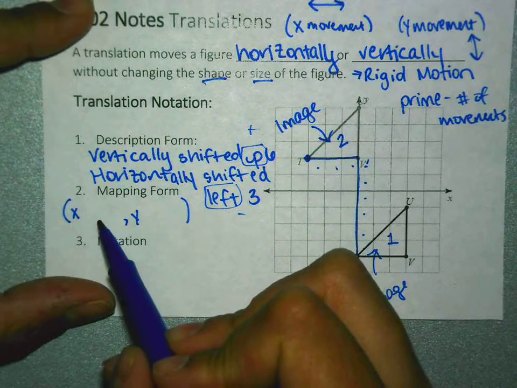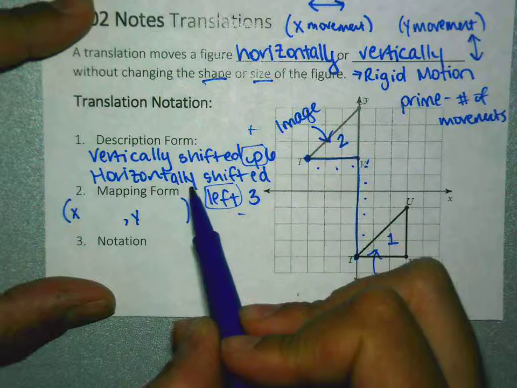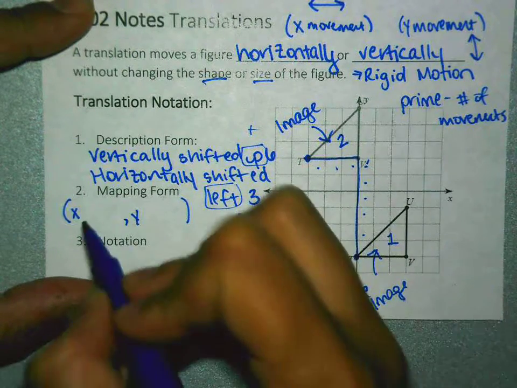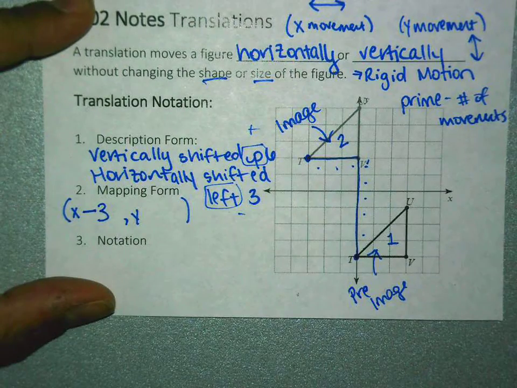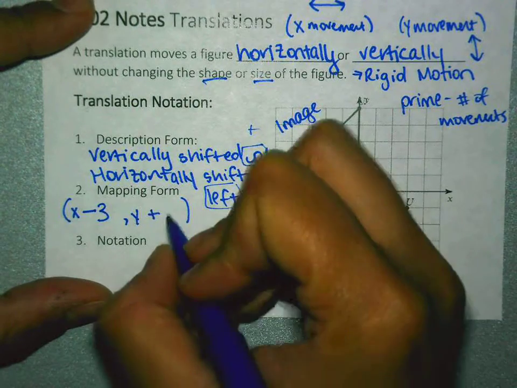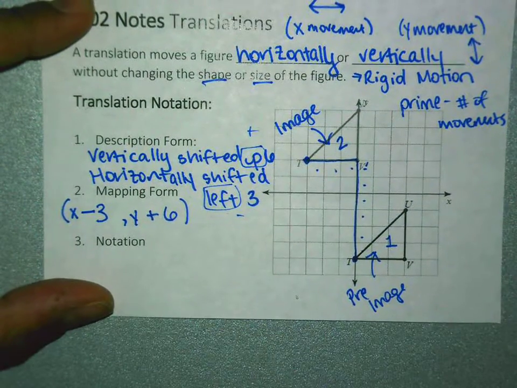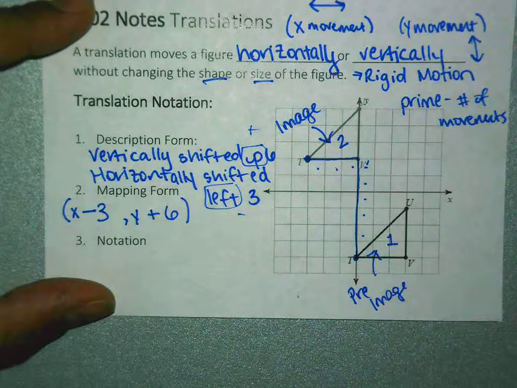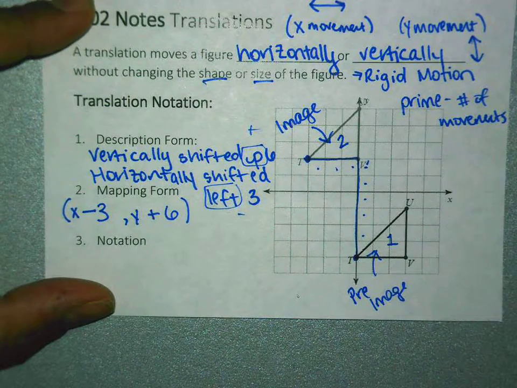So the horizontal movement, we will see, was left 3. So left means negative units. And then vertically shifting up was a positive movement. So we will put up 6. So once again, left 3 and up 6.